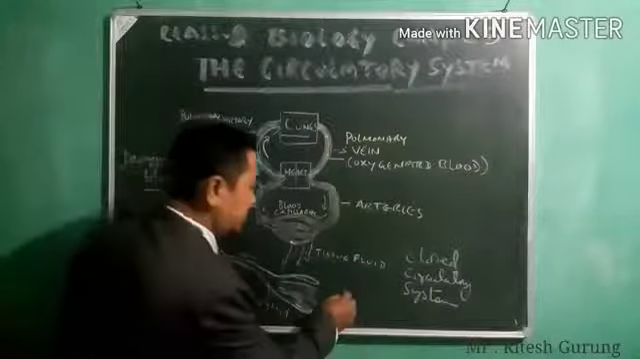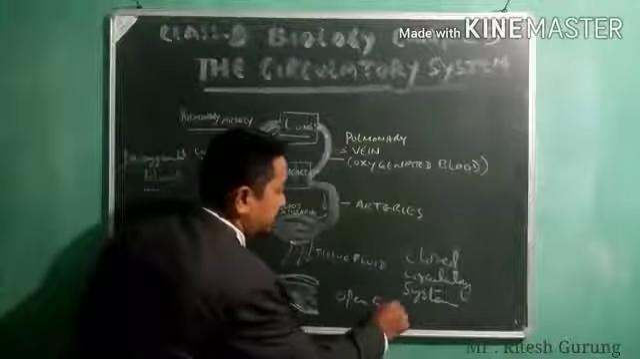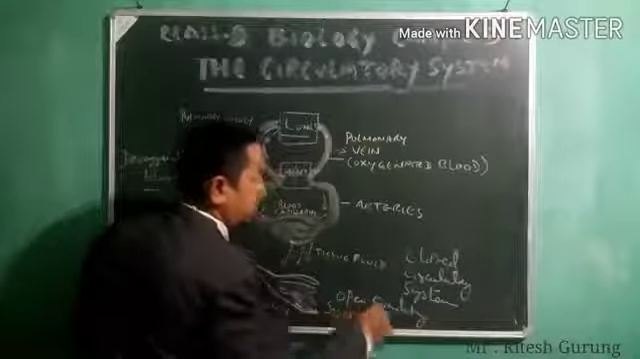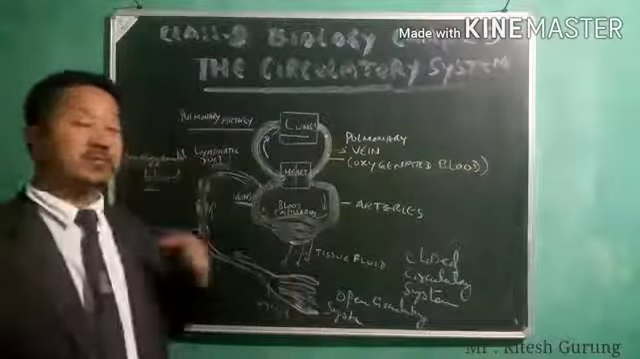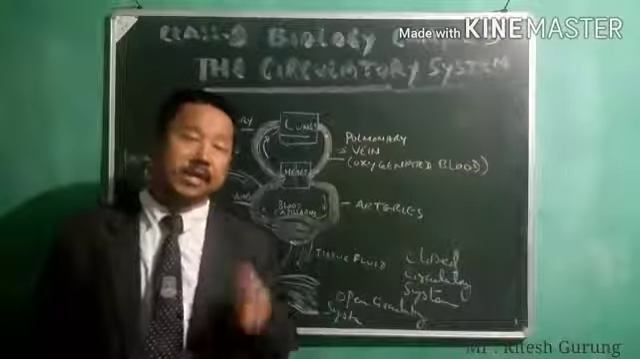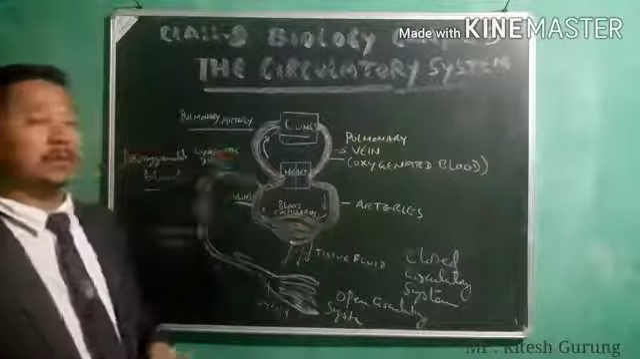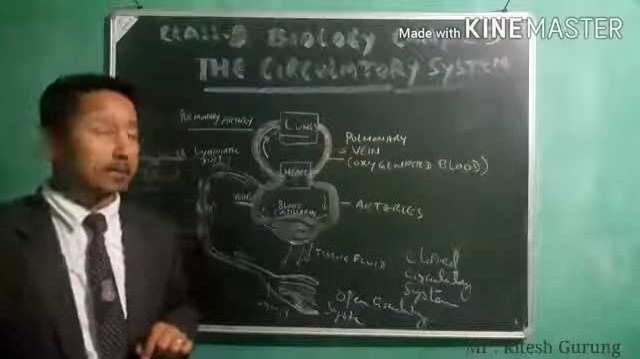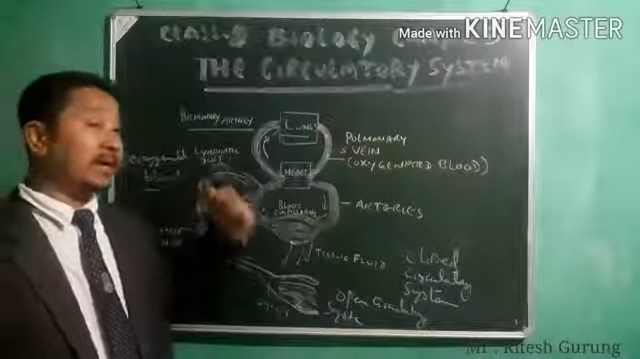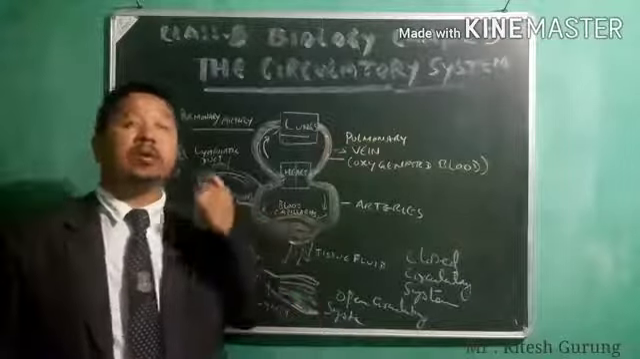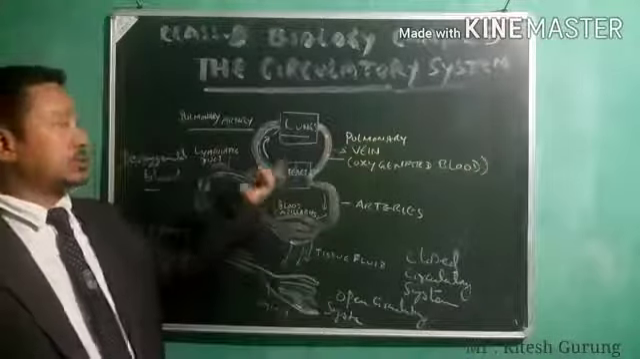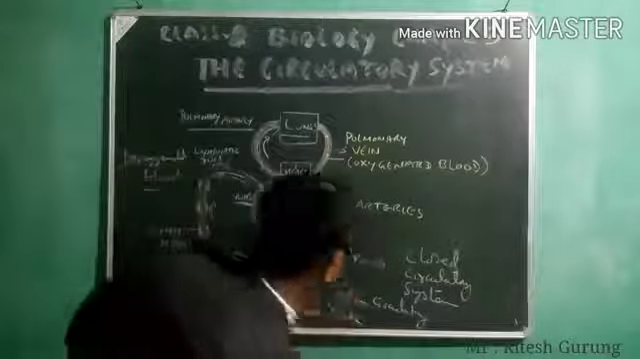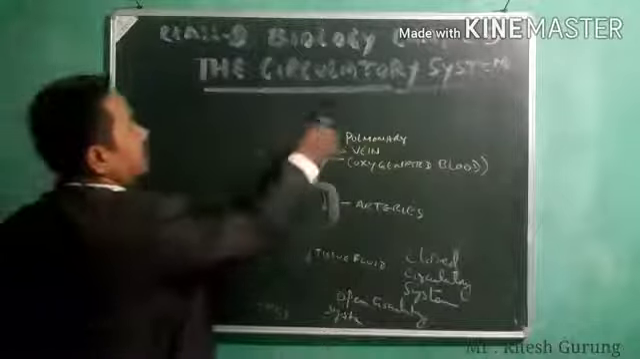Open circulatory system. Okay, so closed and open circulatory system, which is found in insects. That's all about the closed and open circulatory system, which is also there in your book. And for making you understand all about it, I had to draw this schematic diagram. So now let me draw this schematic diagram here.